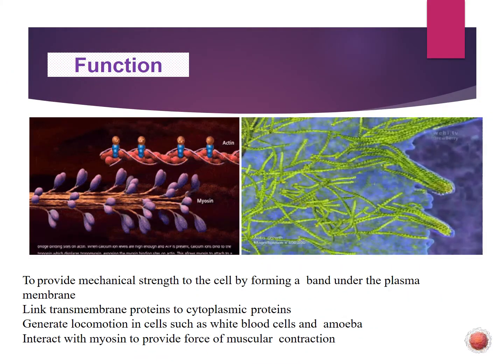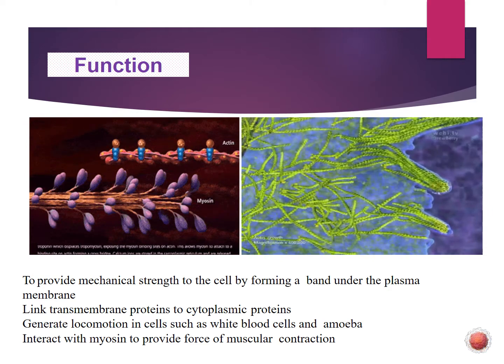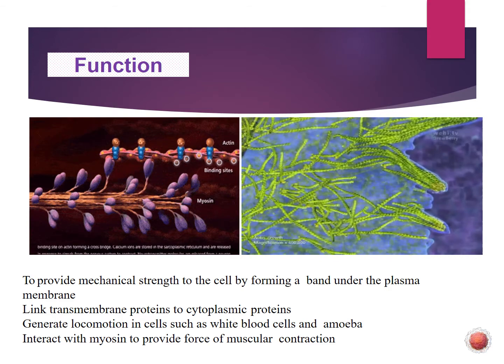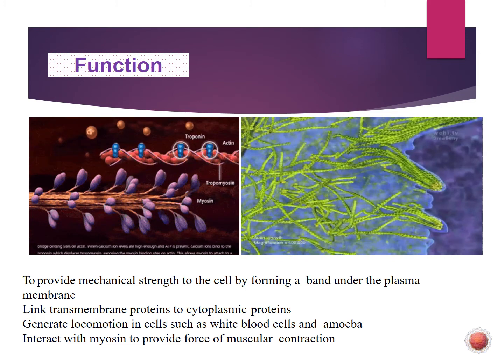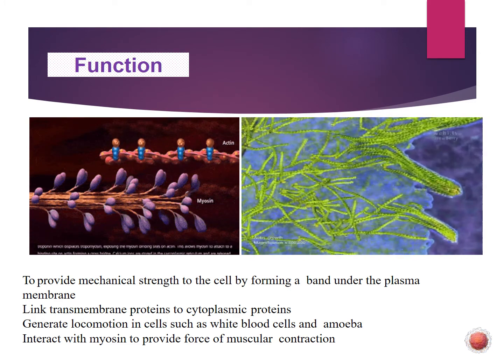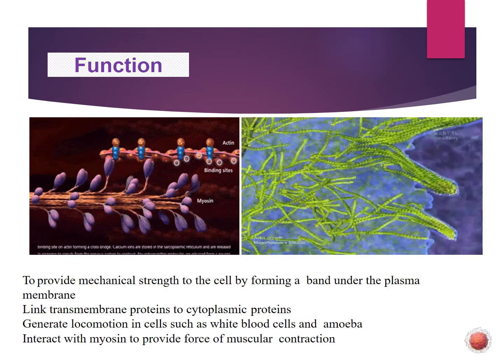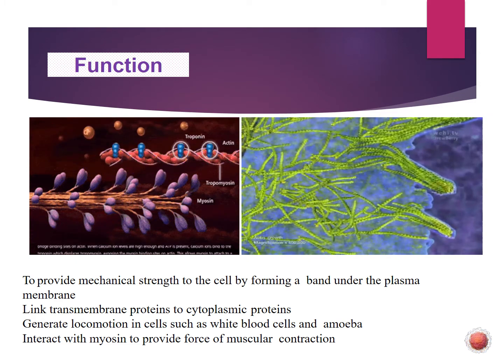Here you can see where and why actin is present in the cell. In both GIFs you can see the actin filaments are responsible for movement. Other than that, it has functions like providing mechanical strength to the cell by forming a band under the plasma membrane, linking transmembrane proteins to cytoplasmic proteins, generating locomotion in cells such as white blood cells and amoeba, and interacting with myosin to provide force of muscular contraction.